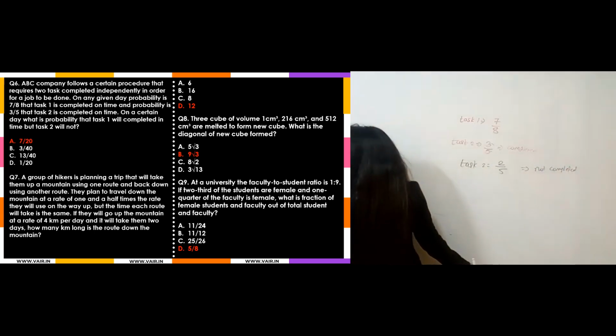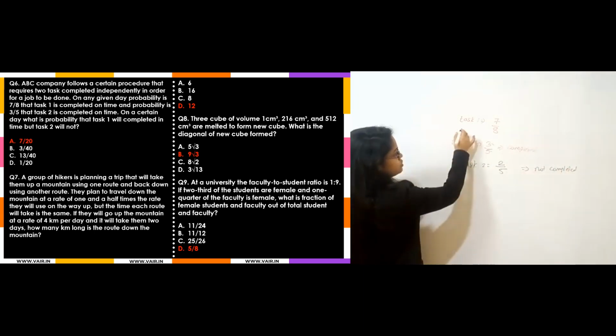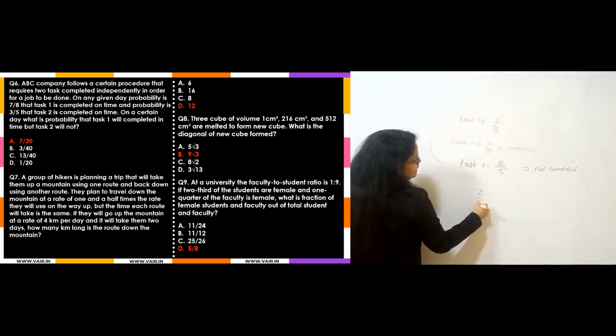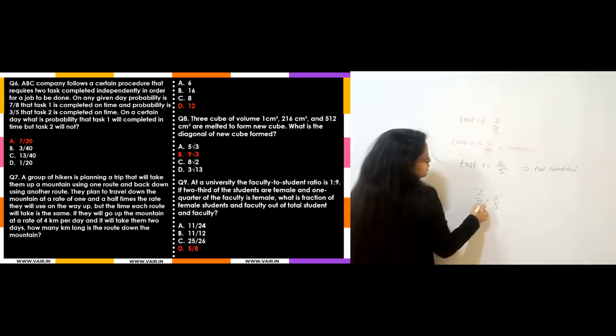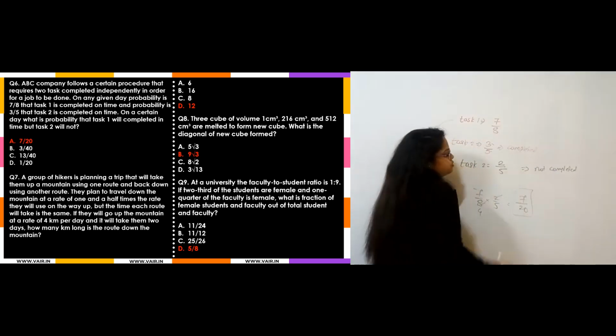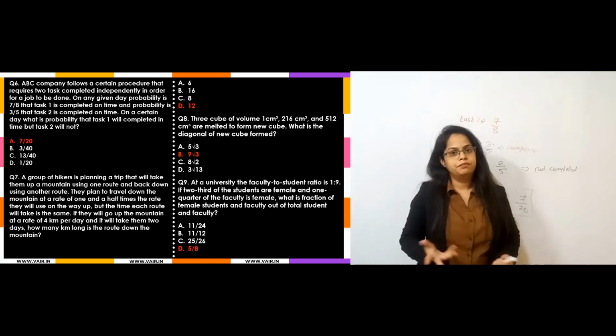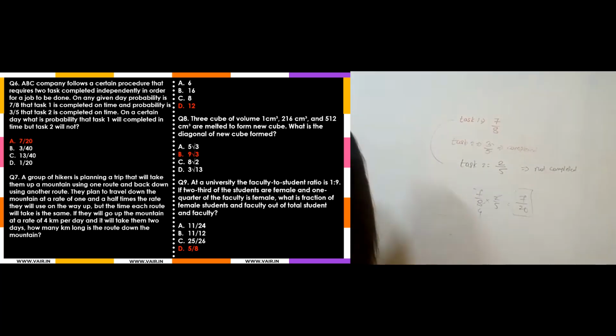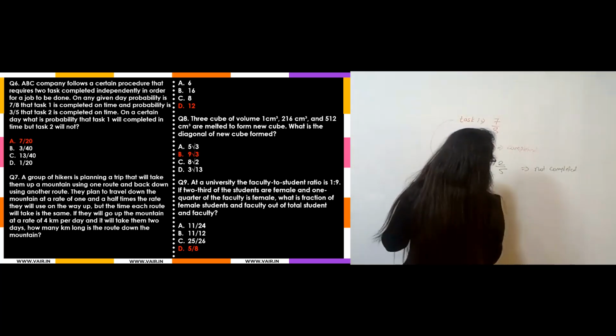So what will be this probability? They are asking you task 1 and task 2, this one. 7 by 8 into 2 by 5. 2 ones are 2, 4 fives are 20, so 7 by 20. So your answer was equal to 7 by 20. That's it. Easier. Now let's solve the next question.